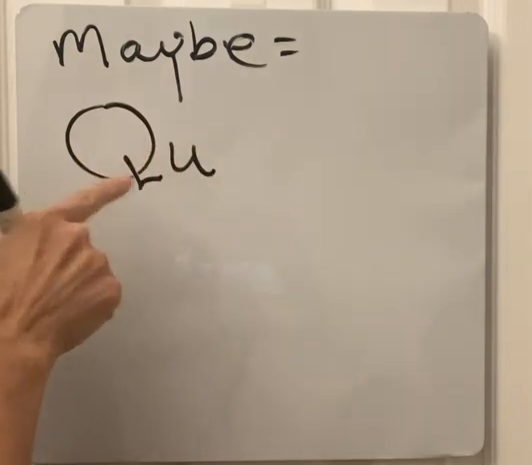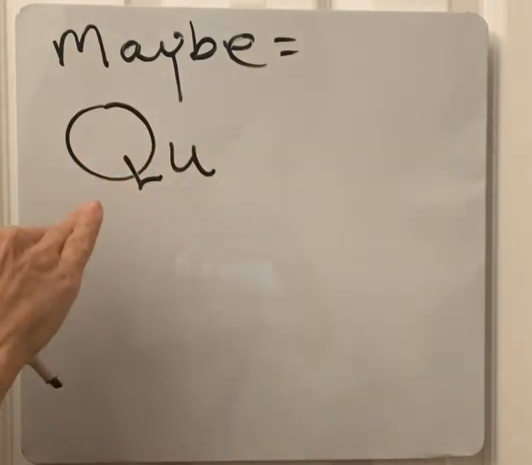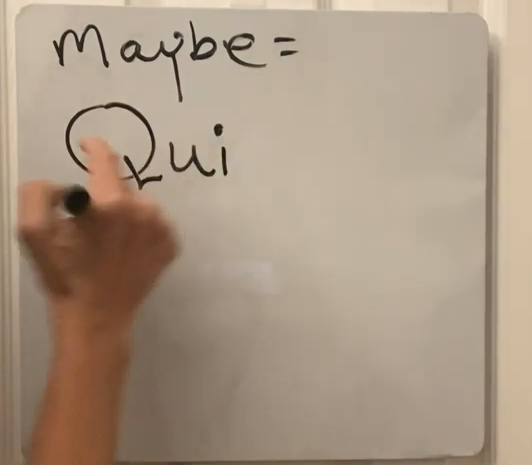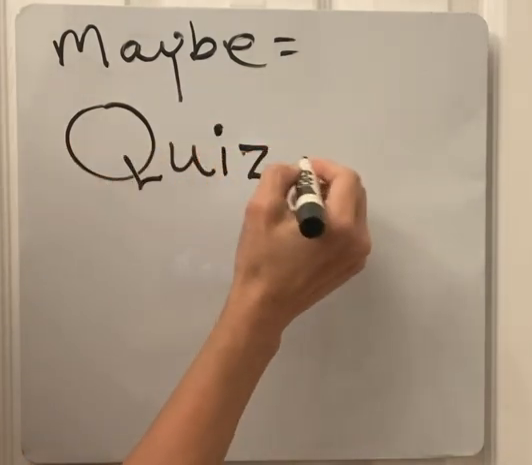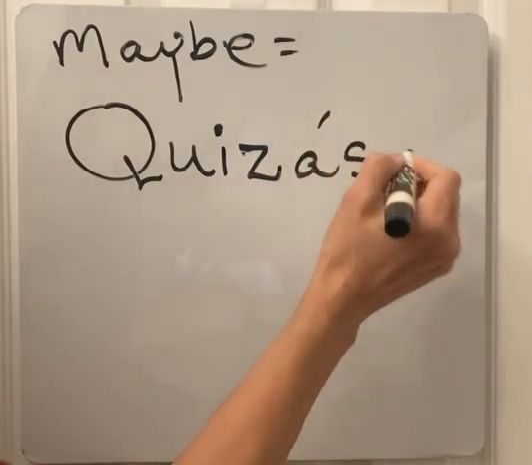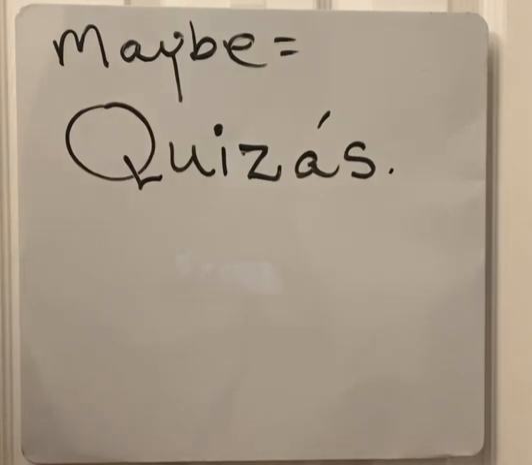This is a cue, by the way. I guess my handwriting is a little bit different, but that's a cue. Z. Don't forget your tilde, and then S. Quizás. That's right, you heard right.